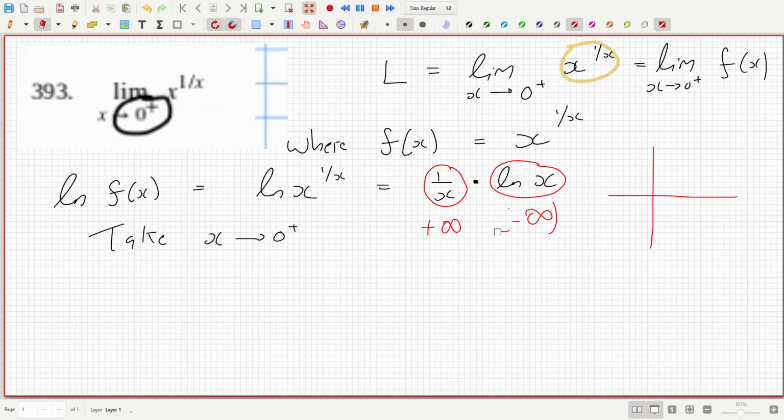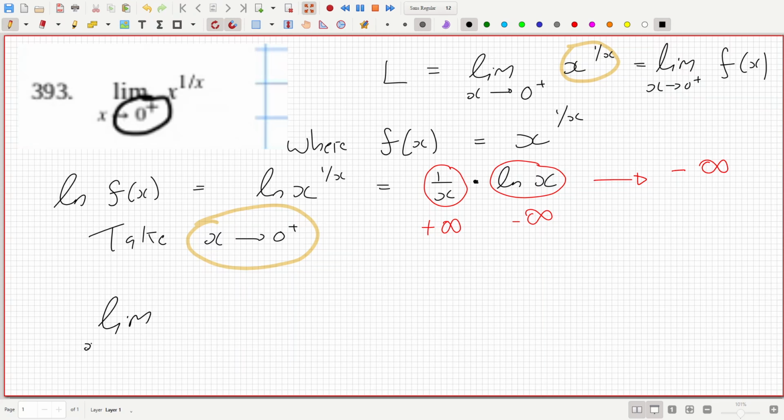So we have a situation where we have two numbers going to infinity, one positive and one negative, and a positive by negative is a negative. So this in total is going to go to minus infinity as x goes to positive 0, so to speak. So the limit as x goes to positive 0 of log f of x is going to be minus infinity. That's what we just established here.